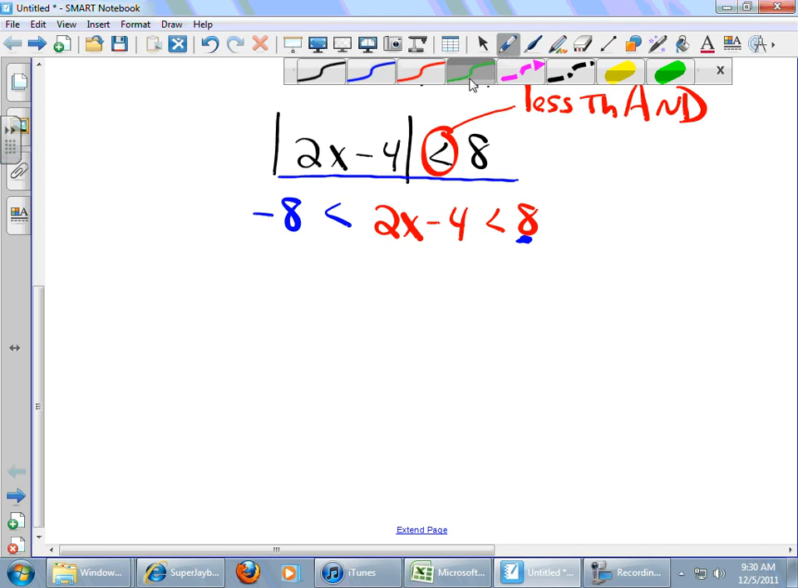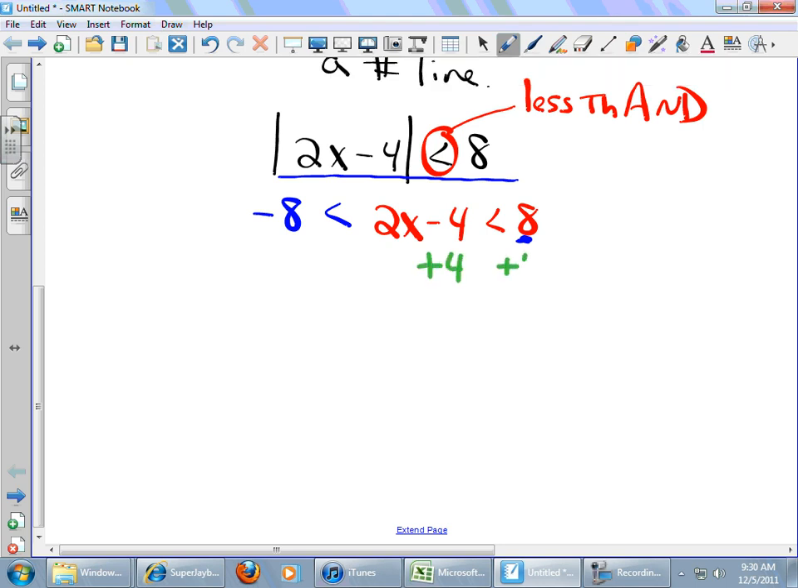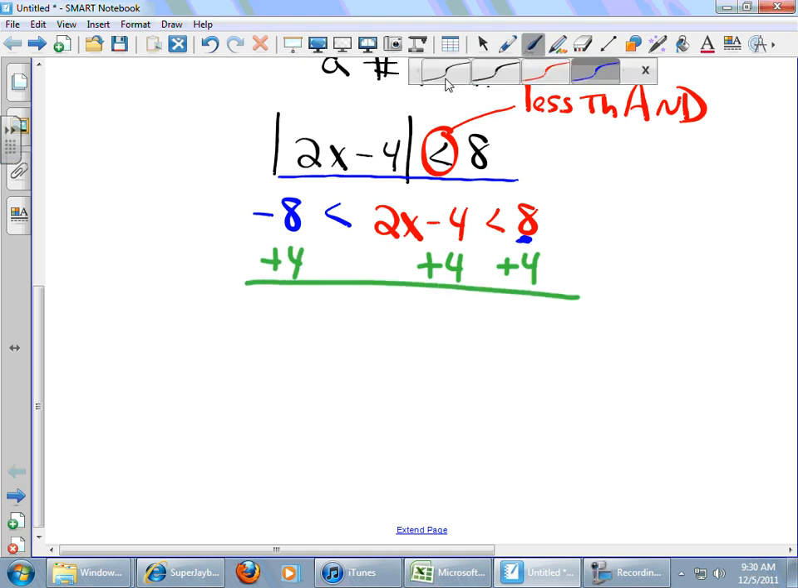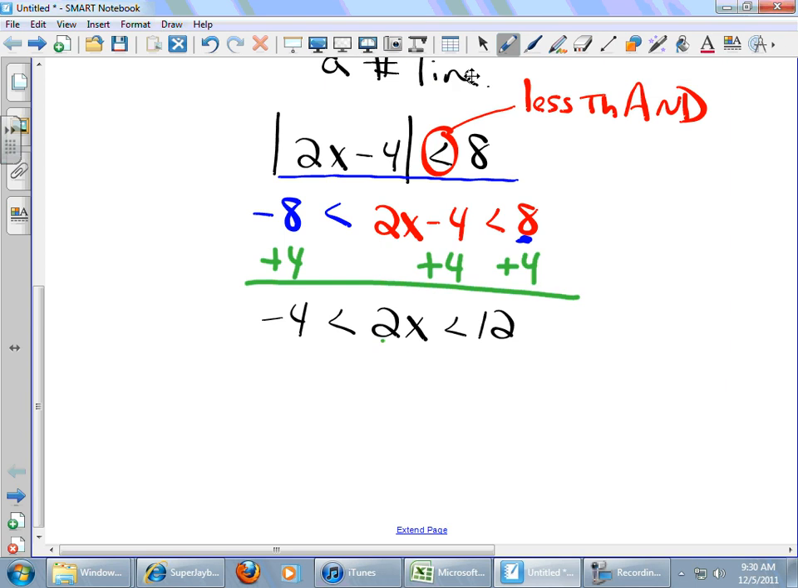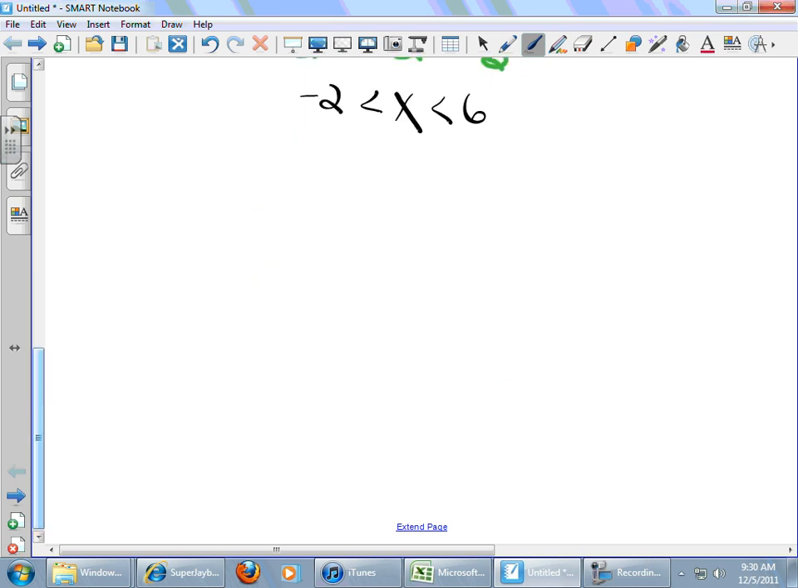If you've unpaused, I'm only assuming that you're ready to see my work. I'm adding 4 to all 3 parts of the inequality. Okay, I'll get negative 4 is less than 2x, which is less than 12. And then, of course, I need to divide by 2. And that will give me the inequality negative 2 is less than x, which is less than 6. I can graph that solution on a number line.